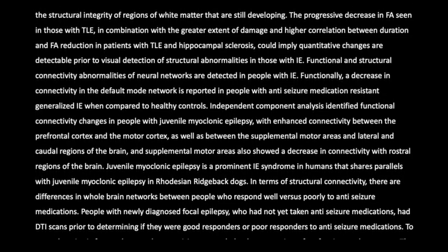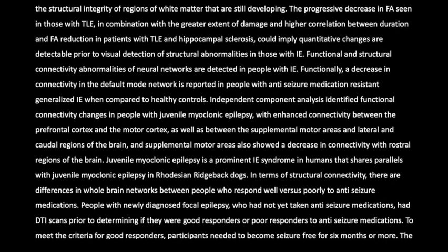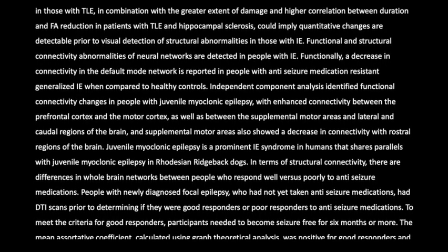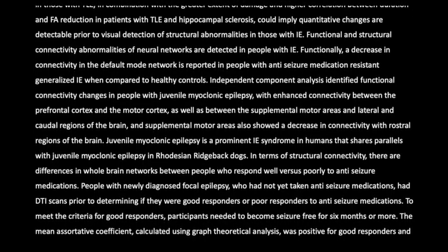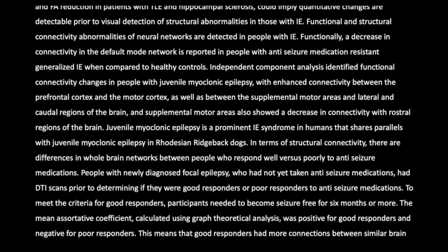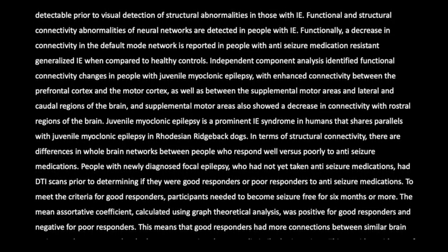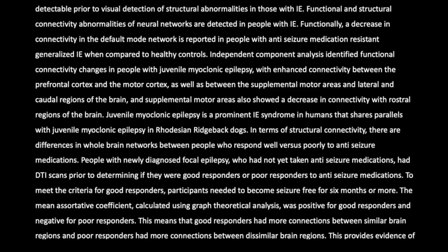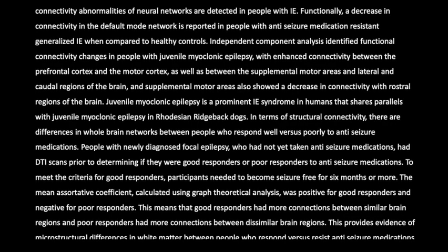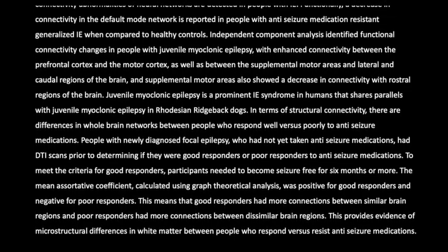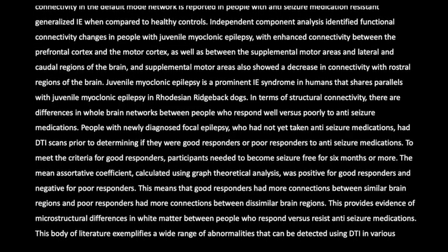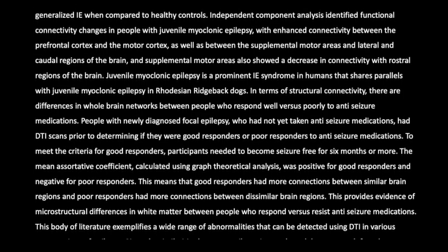Functionally, a decrease in connectivity in the default mode network is reported in people with anti-seizure medication-resistant generalized IE when compared to healthy controls. Independent component analysis identified functional connectivity changes in people with juvenile myoclonic epilepsy, with enhanced connectivity between the prefrontal cortex and the motor cortex, as well as between the supplemental motor areas and lateral and caudal regions of the brain, and supplemental motor areas also showed a decrease in connectivity with rostral regions of the brain. Juvenile myoclonic epilepsy is a prominent IE syndrome in humans that shares parallels with juvenile myoclonic epilepsy in Rhodesian Ridgeback dogs.